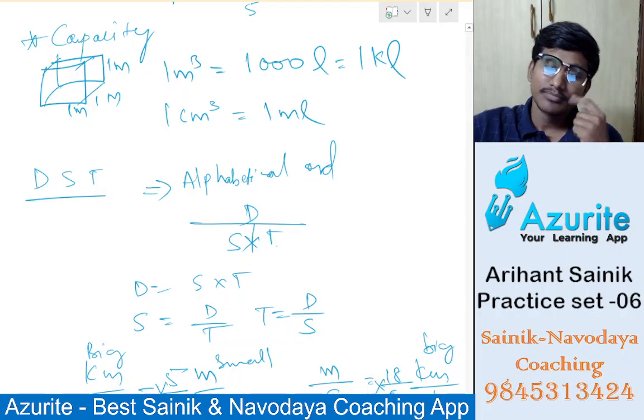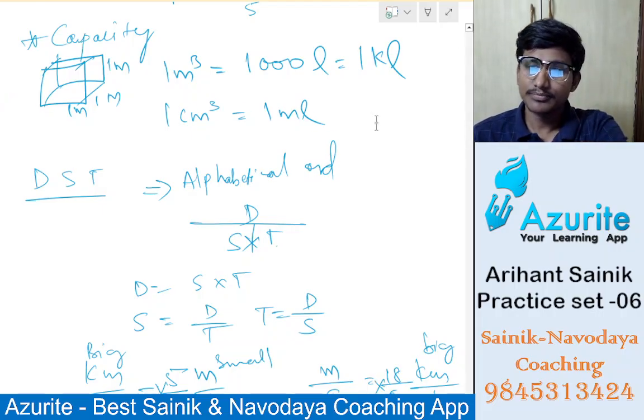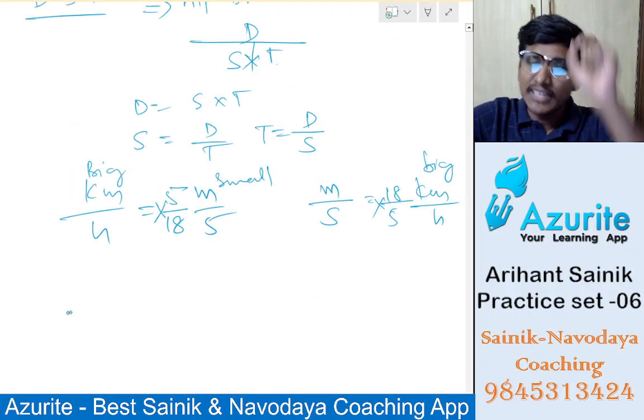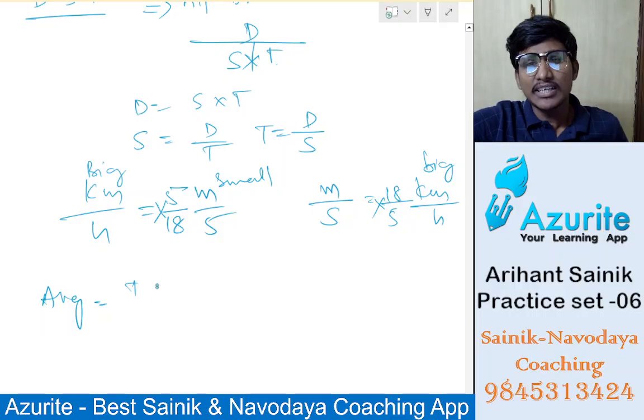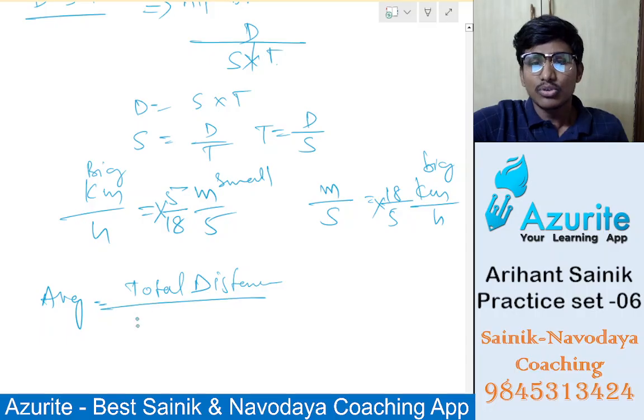I have one doubt. In the question they will give speed in kilometer per hour and time in minutes. Okay, got it. Now, in speed, distance and time, how do you find average speed? Total distance divided by total time.